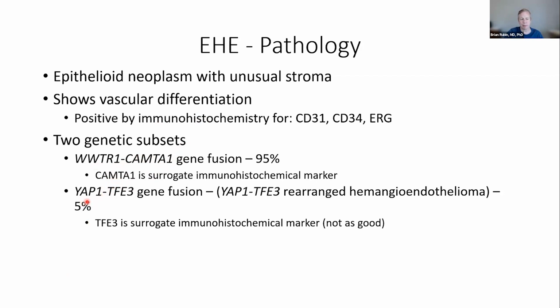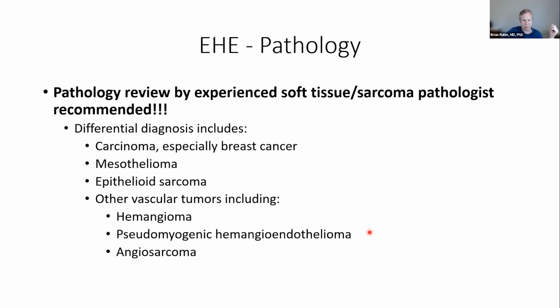The other subset, which is much rarer, is the YAP1-TFE3 gene fusion. It's really a distinct disease, very different than the WWTR1-CAMTA1 gene fusion. And TFE3 is a surrogate immunohistochemical marker there, but it's not quite as good because it's just not quite as specific. We do recommend getting genetics when possible to identify a fusion.